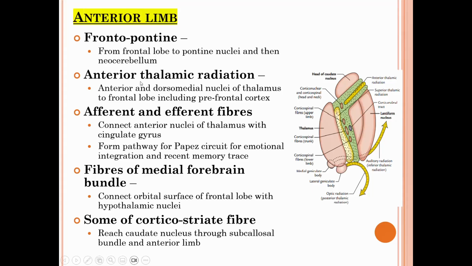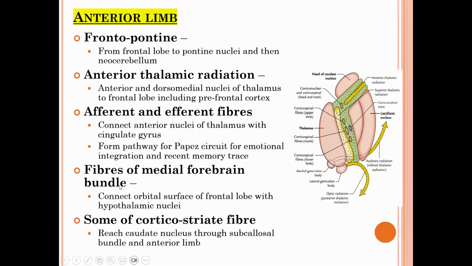So these are descending, and these are ascending fibers. And then there are afferent and efferent fibers. They connect the anterior nuclei of the thalamus with the cingulate gyrus, and they form the pathway for the Papez circuit for emotional integration and recent memory trace.